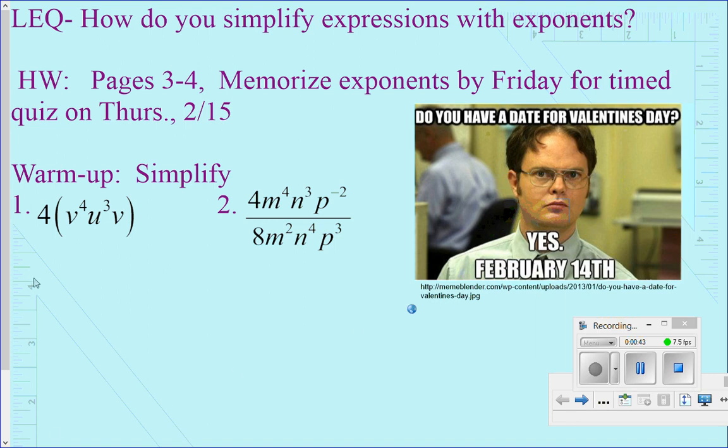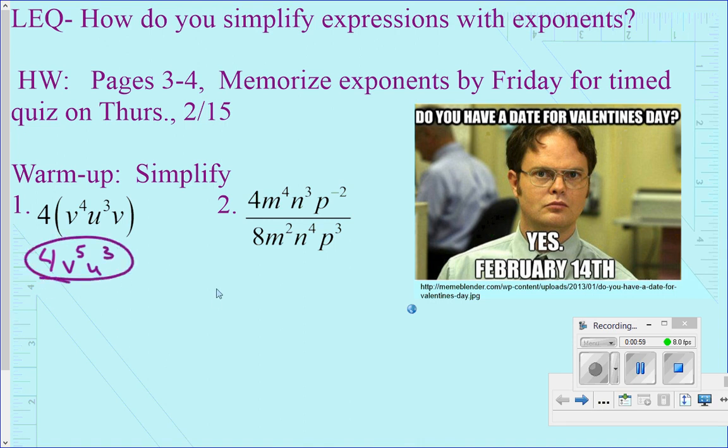Okay. So the 4 just stays there, and then we have the v's to combine. The rule that you learned in Algebra 1 says that when you're multiplying like bases, you add the exponents. So 4 plus 1 is 5, and then u cubed, and that is your final answer.